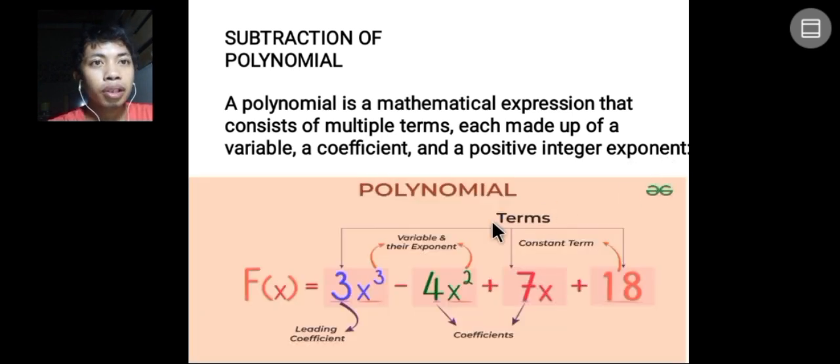So this is an example of a polynomial. This is the leading coefficient, the exponent, the variable, the coefficient, variable, exponent, coefficient, variable, and exponent, the invisible exponent to the power of 1, and our constant term.